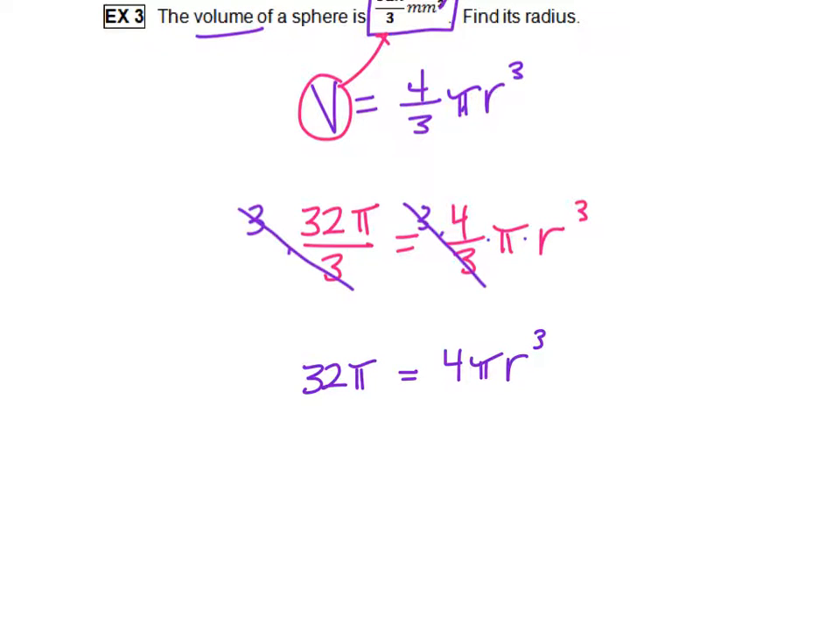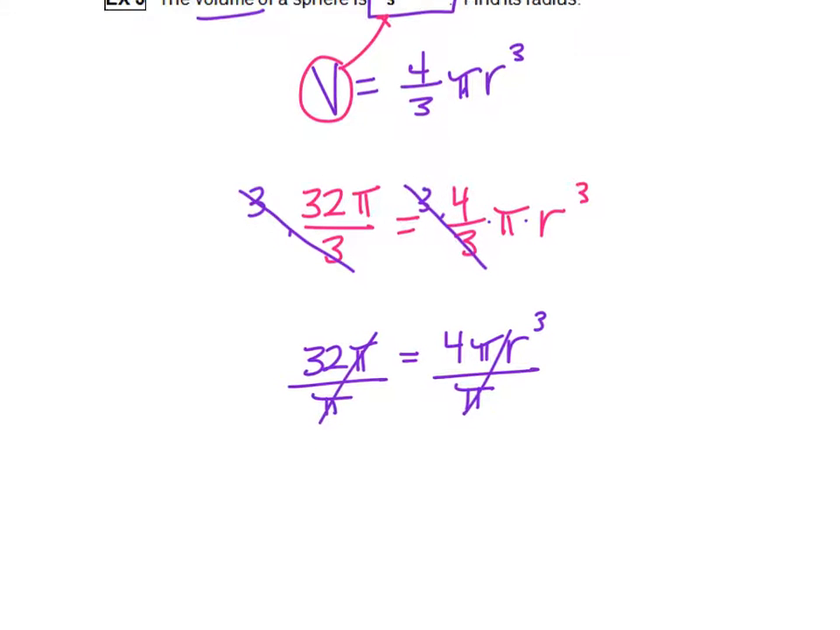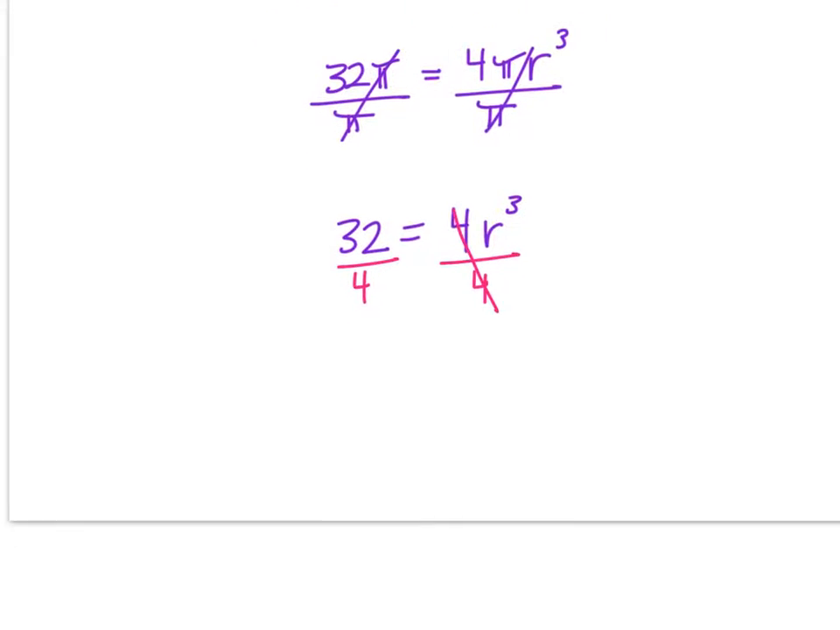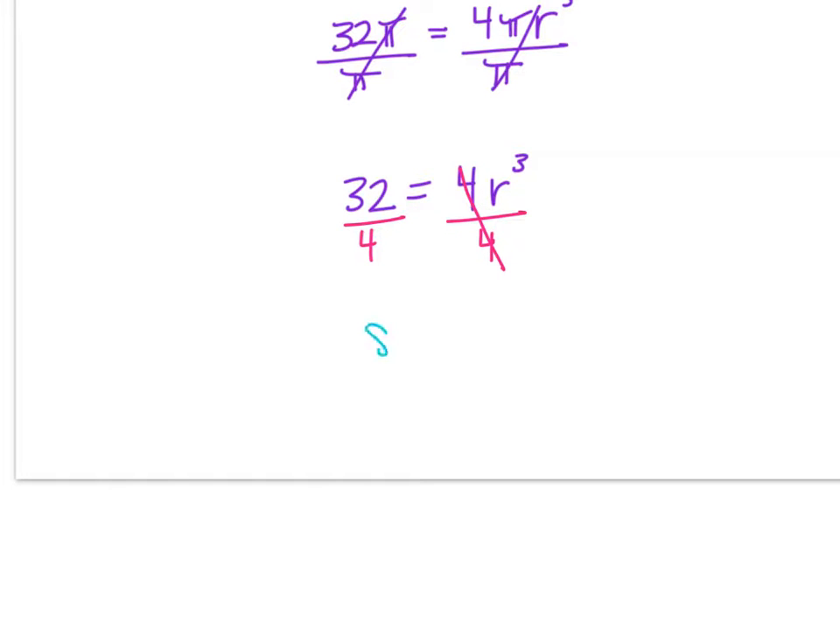Alright, so now I notice that there's a pi and there's a pi. So to get rid of the pi, we can divide both sides by pi. They cancel, they cancel. So this is starting to look a little bit more manageable. We have 32 equals, we have a 4 left over and an r cubed. So remember, we are solving for r. We've got this 4 to get to the other side. It's being multiplied, so we're going to divide both sides by 4. 32 divided by 4 is 8. So we have 8 is equal to r cubed.